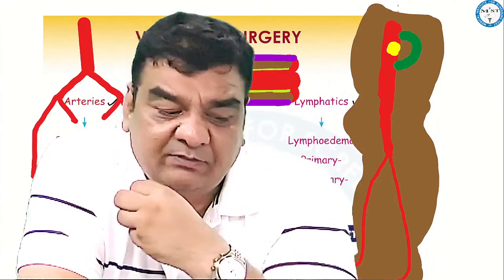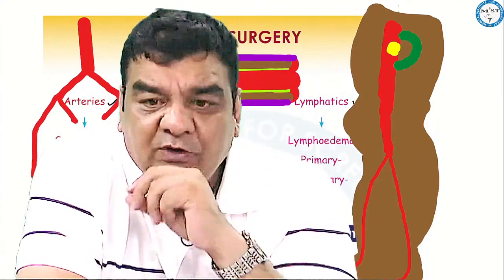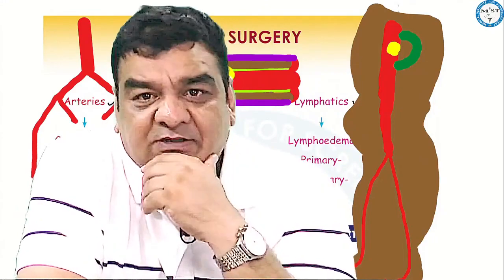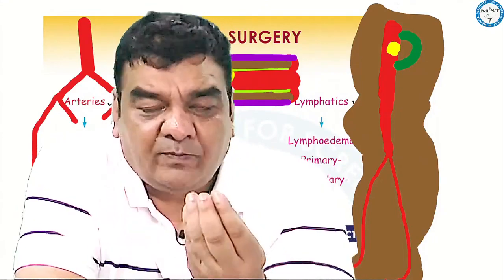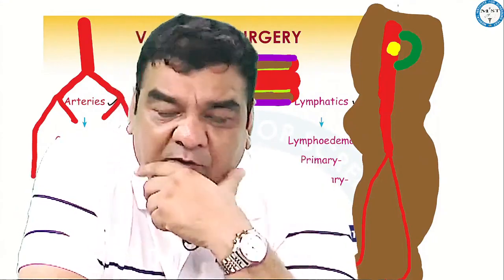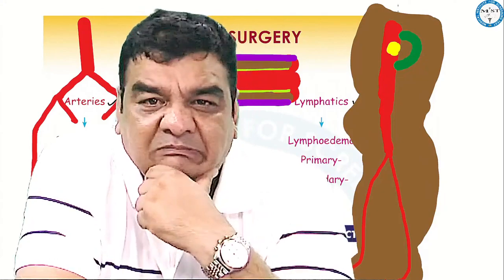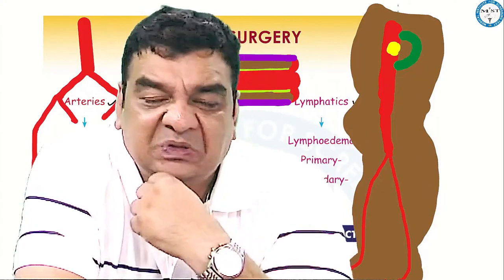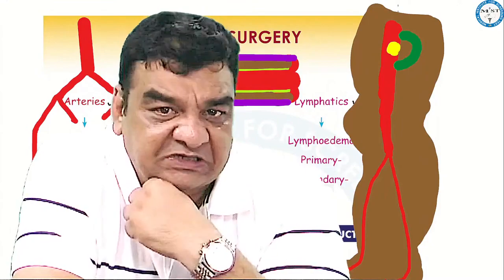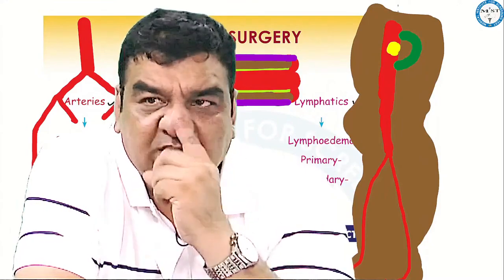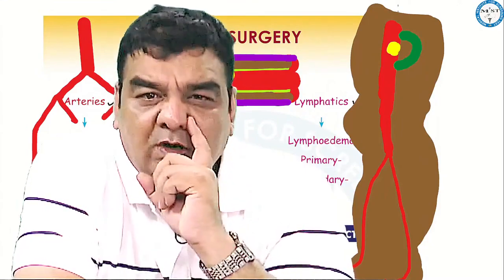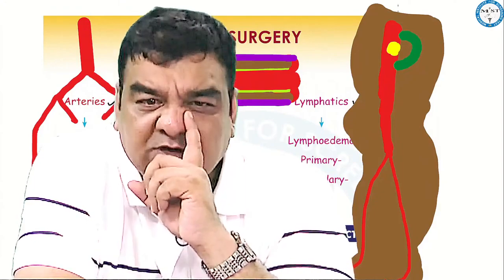You can try giving some antiplatelets. You can try giving some statins just to promote the increase of blood flow in the distal part. But results of these medicines are also not good, not very encouraging. So you start thinking, I should do something to increase the distal supply.